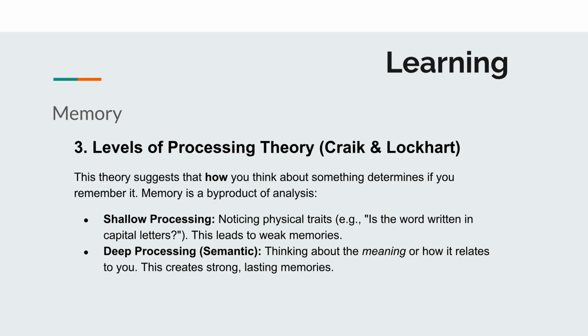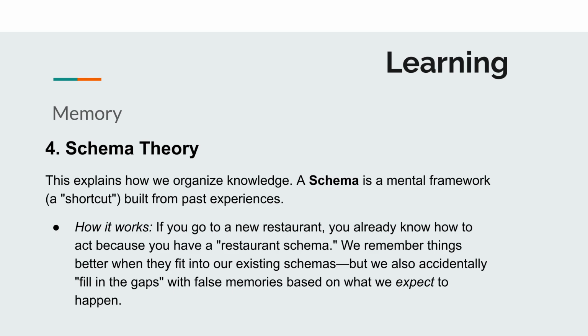The Levels of Processing Theory by Craik and Lockhart suggests how you think about something determines how well you remember it. Memory is a byproduct of analysis. Shallow processing, like noticing physical traits, leads to weak memories. Deep processing, or semantic processing, involves thinking about meaning and relating it to yourself, creating strong, lasting memories.